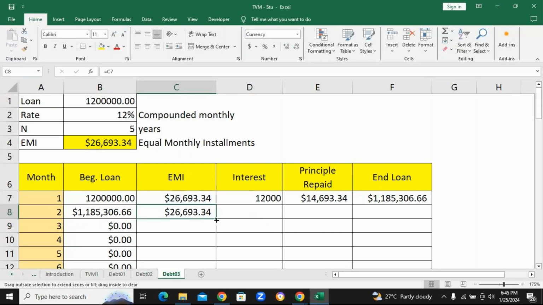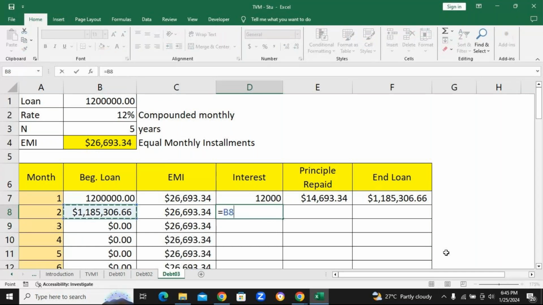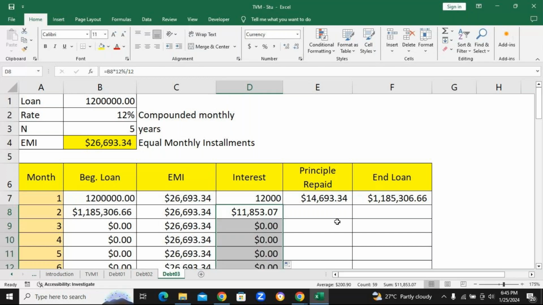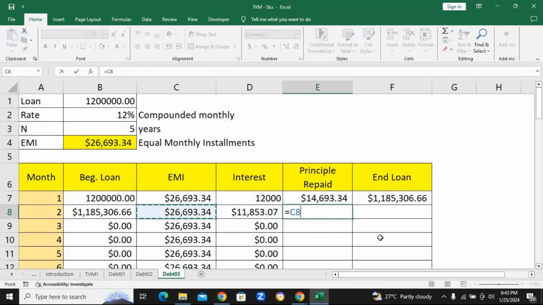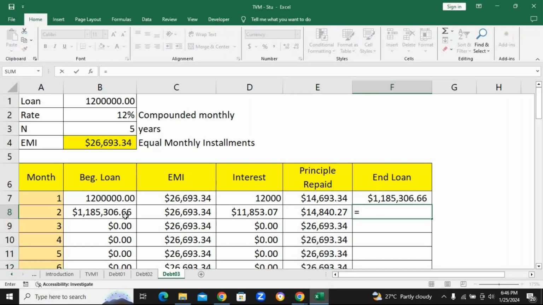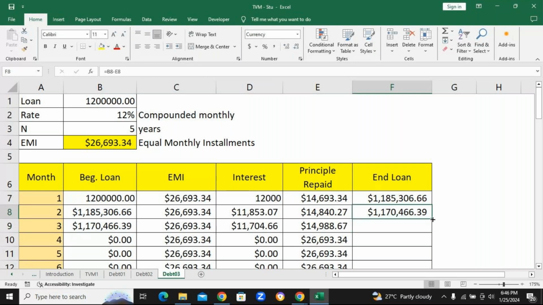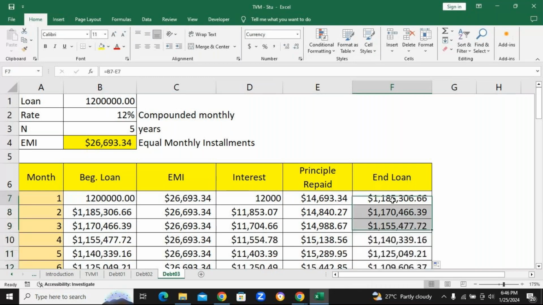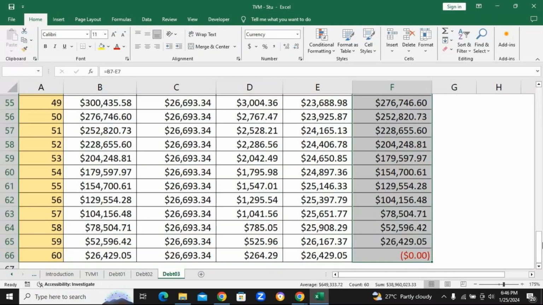Double click. Interest equals this value, that is beginning loan amount into 12% divided by 12. I'll come here, do the fill handle, double click on that. Principal repaid is EMI minus interest. I'll come here, double click. End loan amount is the beginning loan amount minus principal repaid. I'll come here, double click. Let's see whether it is sorted.